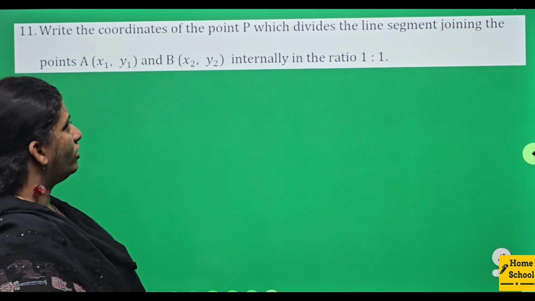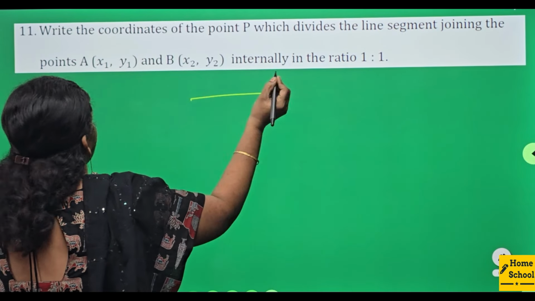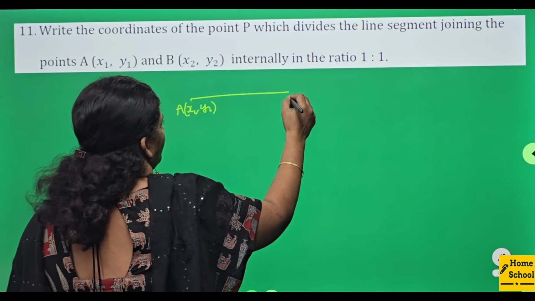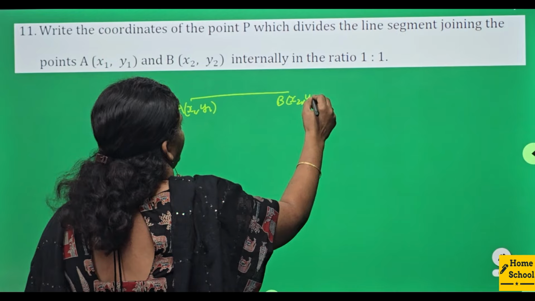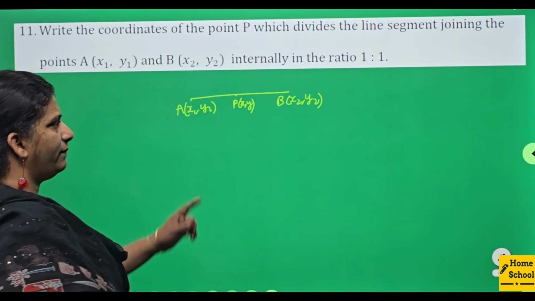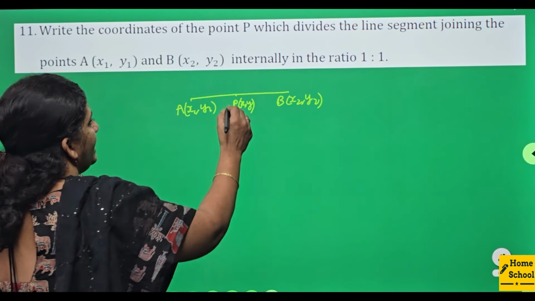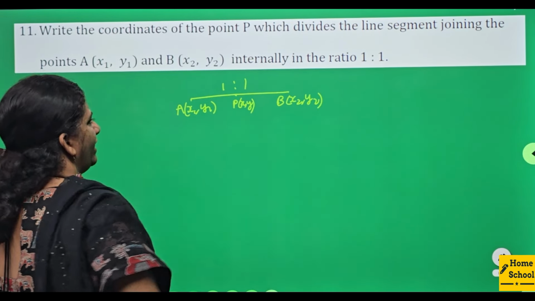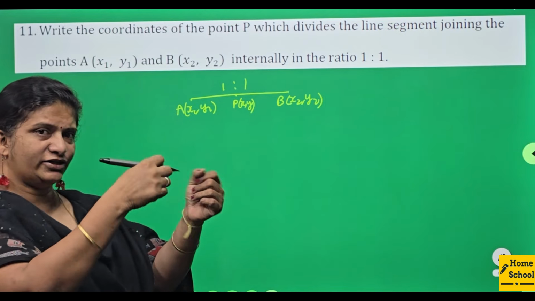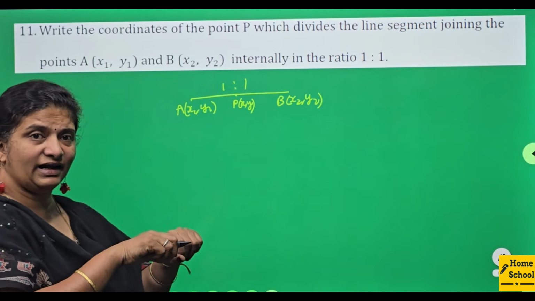11th one. Write the coordinates of the point P which divides the line segment joining the points A (x1, y1), B (x2, y2). What is the point which divides? This is the point P (x, y), which divides the line segment AB internally in the ratio 1:1. Understand the question like this: the point is divided in the ratio 1:1, means half, 50-50 it is. Exactly at the midpoint.